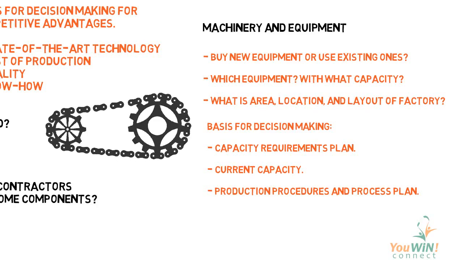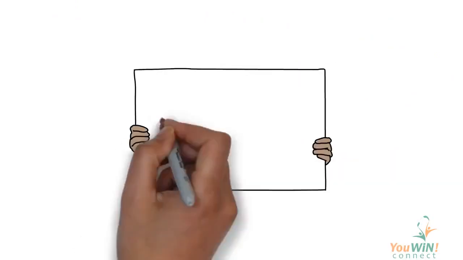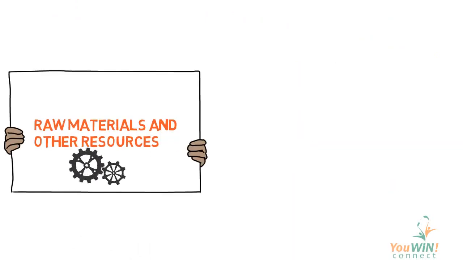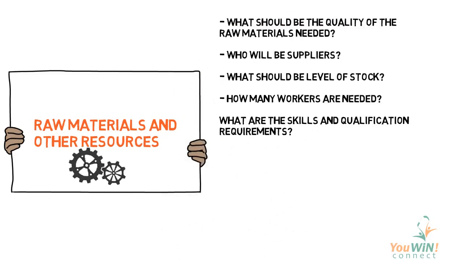After moving away from machinery and equipment, the next typical thing to look at is raw materials and other resources. What sorts of decisions do we make here? Where do we get the best quality for our raw materials? Who will supply them?